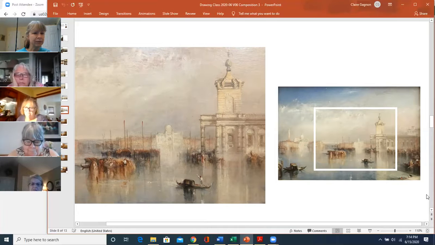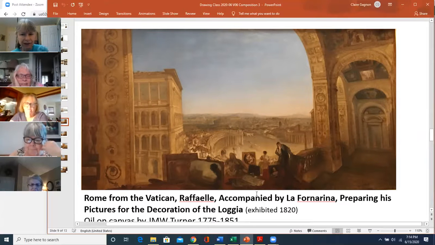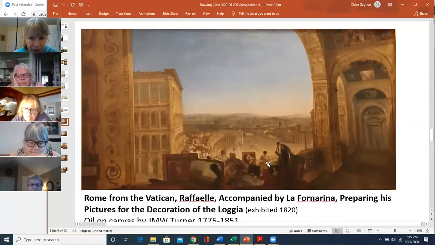You can tell I like him. Now this is another one. This is called Rome from the Vatican, Raphael, accompanied by La Fornarina, preparing his pictures for the decoration of the loggia. So Raphael is right here, and he is with a woman. The woman's right here. They're very small, but I will show you a close-up of this section, and you'll be able to see the interaction.